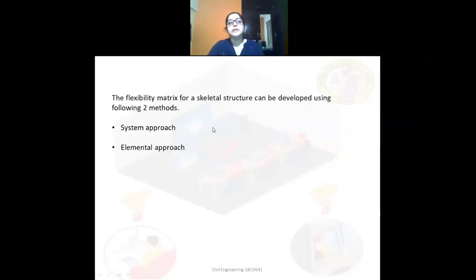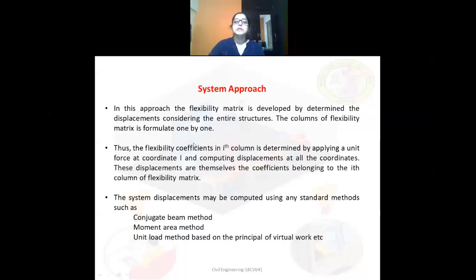So in the flexibility method, we have two approaches. One is the system approach and the other is the element approach. In the system approach, the flexibility matrix is developed by determining displacements considering the entire structure. The columns of the flexibility matrix are formulated one by one. Thus, the flexibility coefficients in the ith column are determined by applying a unit force at coordinate i and computing displacements at all the coordinates. These displacements are themselves the coefficients belonging to the ith column of the flexibility matrix.